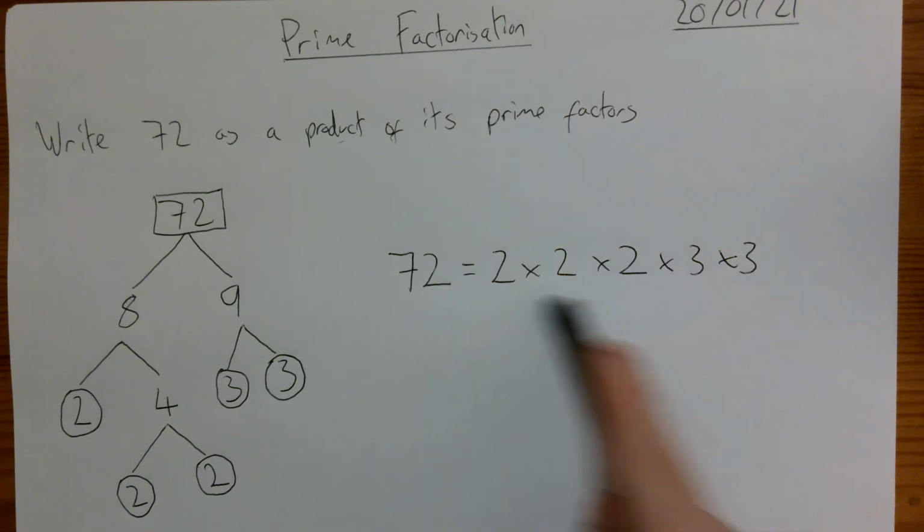So if all of those numbers are prime and they multiply to give me the number I was looking to break down, then that means I can be confident I've done it right.